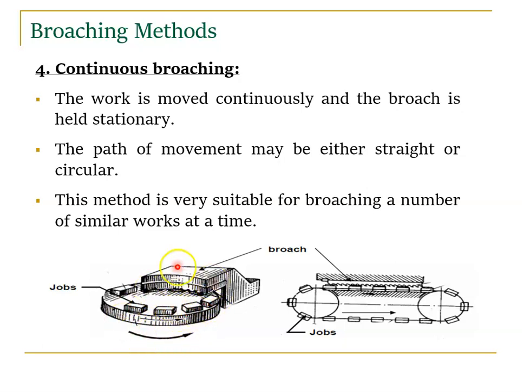So we place our workpiece above the round table, the table rotates, so it touches the broaching tool. The workpiece rotates, the tool is stationary, right? So the part movement may be either straight or circular.